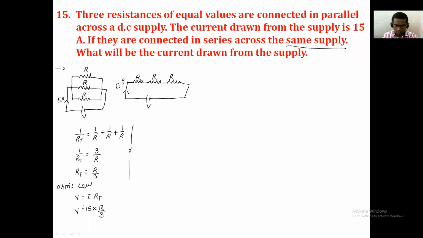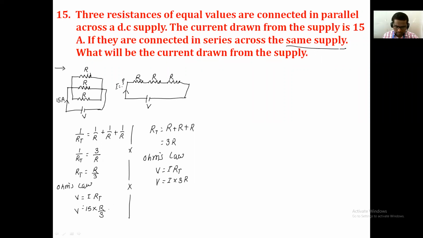Now, when these three resistors are connected in series, in the second diagram, we know how to calculate R total, which is simply the addition of all these, R plus R plus R. So this is nothing but 3R. Now if I apply Ohm's law for the second case, V is equal to I into R total. But in this case we don't know I, so let me keep I as it is, multiplied by 3R. This is V.